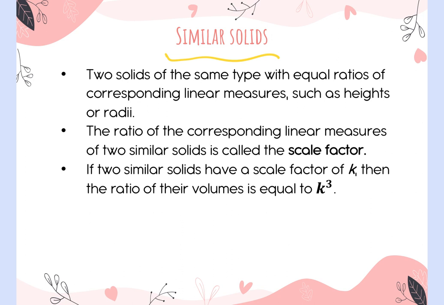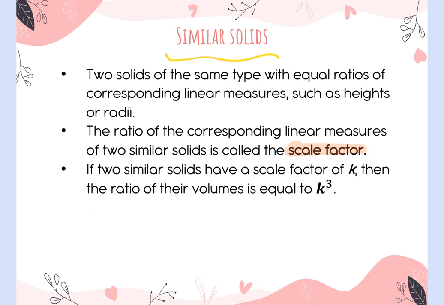So we have worked with similar polygons. We said if two objects were similar, then we used what was called the scale factor to find the ratio of their corresponding sides. That's the same for this. So these are two solids that have the same type, so they have to both be prisms or both be cylinders. They have to have equal ratios of the corresponding linear measures, which means the heights or the radii would have to be in proportion, okay? And then the ratio of the corresponding linear measures of the two similar solids is still called a scale factor.